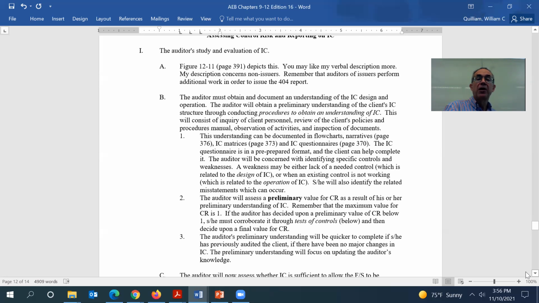And the auditor's preliminary understanding will be a lot quicker to complete if he or she has previously audited the client, or if there have been no major changes in internal control. So the preliminary understanding would instead focus on updating the auditor's knowledge. So that's one of the beauties. If we've already audited this client before, we know about the client. We've been through the learning curve. So we would just concentrate on changes which may affect internal control.